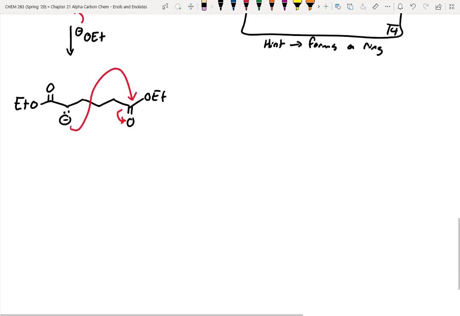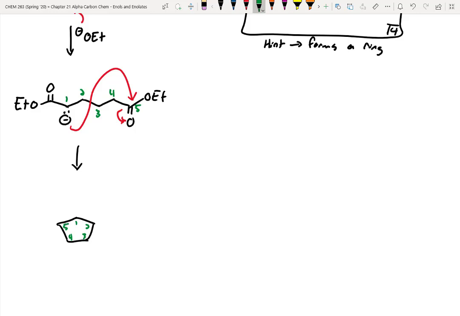All right, so let's figure out what's going on here. And I like numbering this. So I'm going to say 1, 2, 3, 4, 5. So it looks like we're going to make a ring of 5 carbons. So I'm going to go ahead and show that ring. And I'm just going to number it however I want.